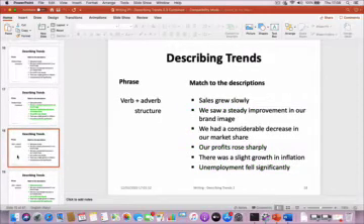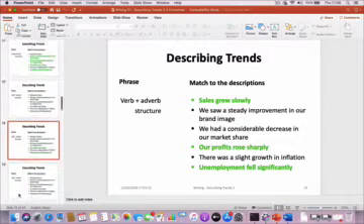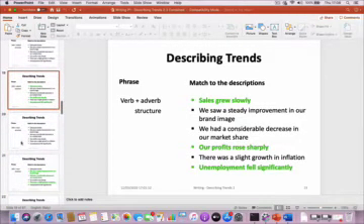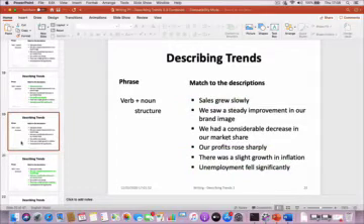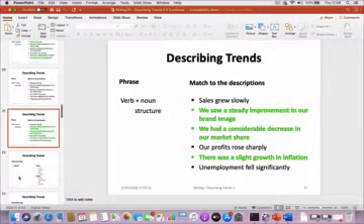In this case, we're looking for a verb and an adverb structure. We have 3 cases here. Sales grew slowly. Profits rose sharply. Unemployment fell significantly. A verb plus a noun structure in this case. We saw a steady improvement in our brand image. We had a considerable decrease in our market share. There was a slight growth in inflation.